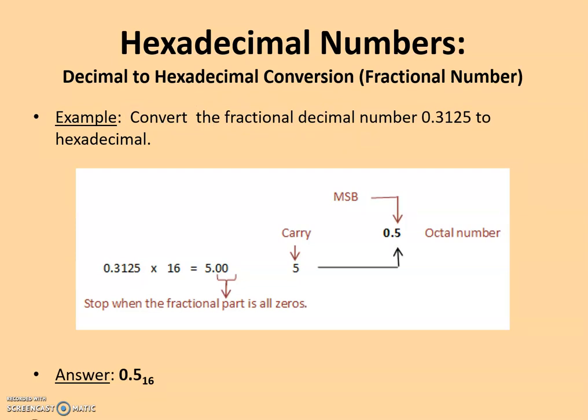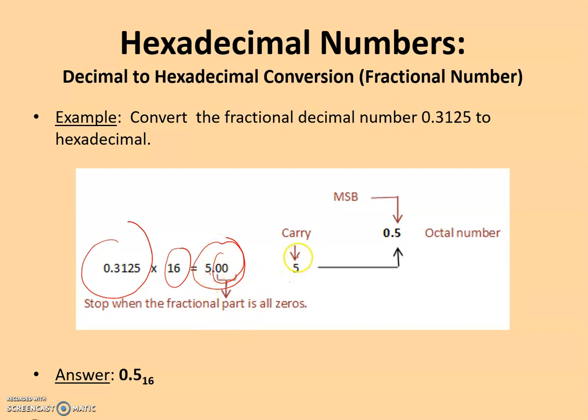Now we go to the example. Convert the fractional decimal number 0.3125 to hexadecimal. Okay, you have this. You times by 16, then you have 5, right? And you notice there are no more digits in the fractional part, only zeros, so you stop there.